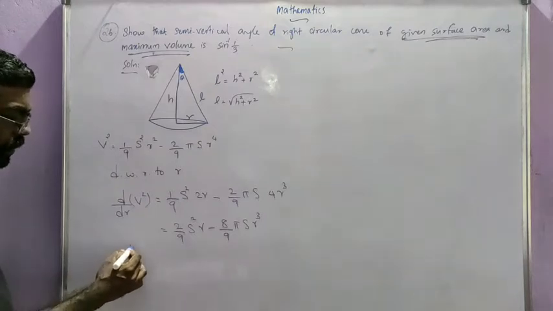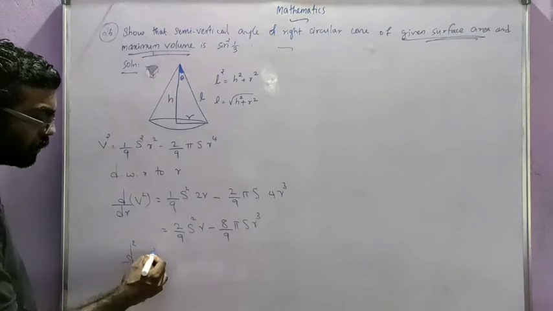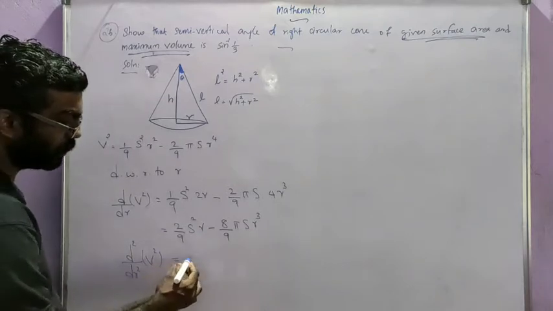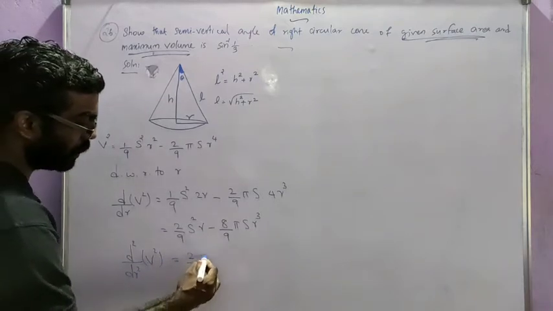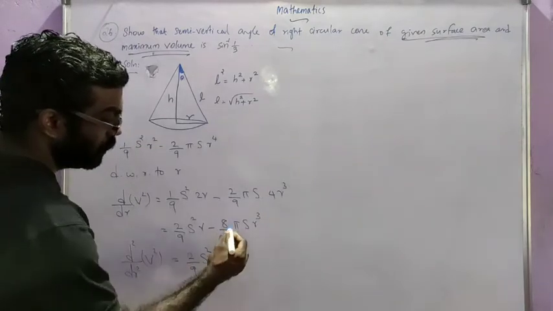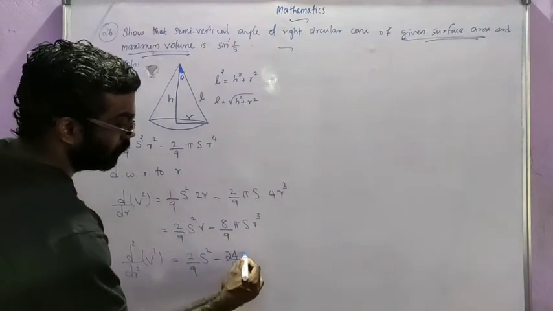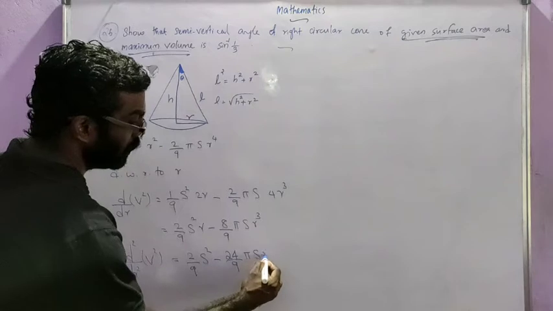Also we can find the second order derivative, d square by dr square of v square, which is equal to 2 by 9 s square, then minus 8 into 3, 24 by 9 pi s r square.